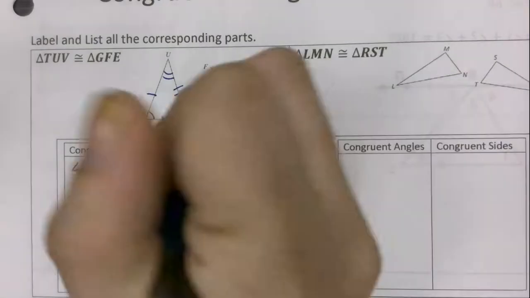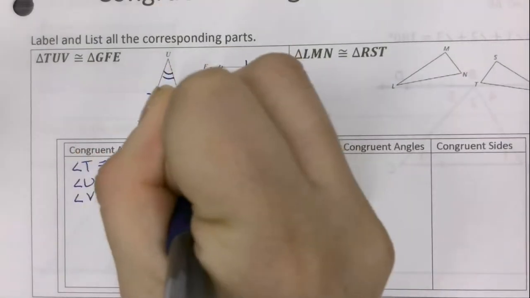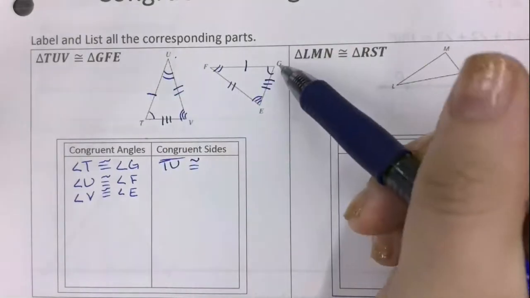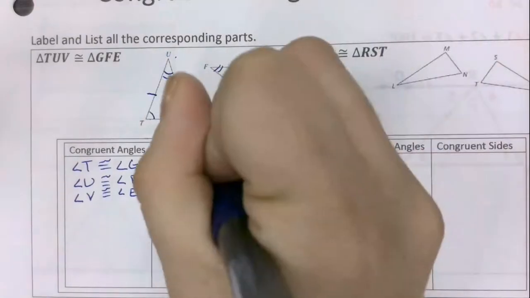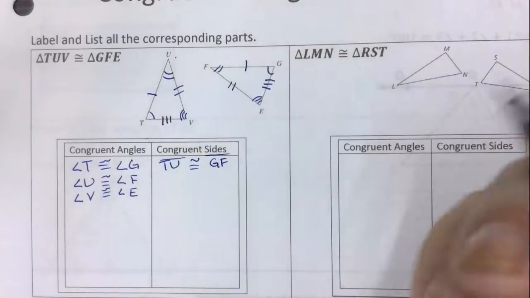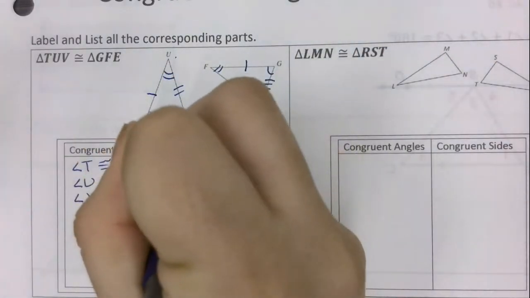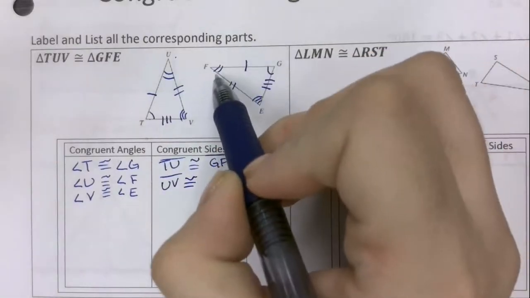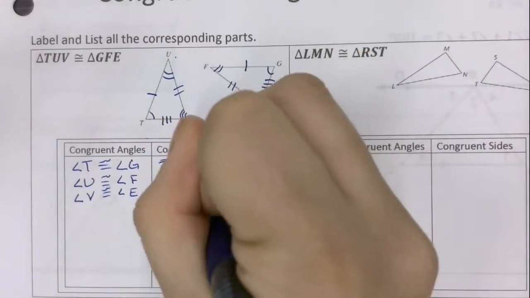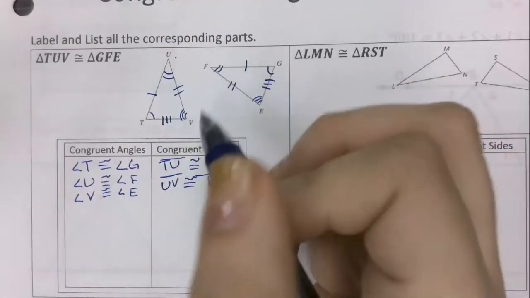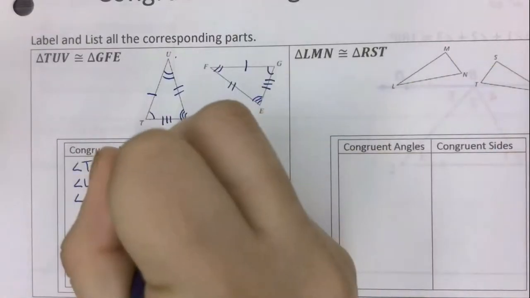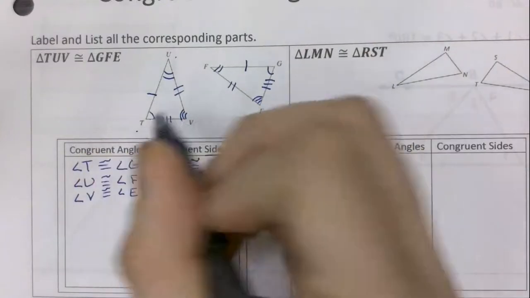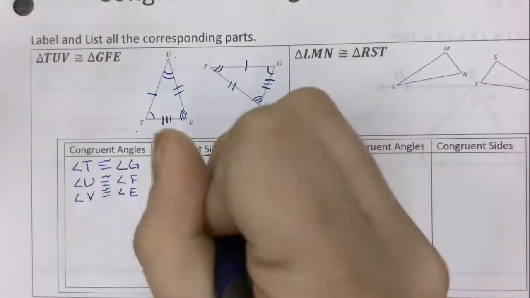So I have TU is congruent to, I went from the 1 angle to the double angle, so I want to do the same thing over here. So it's congruent to GF. Then I have UV, and it's congruent to, from the 2 to 3, so FE. Then I have VT. I went from 3 to 1, so I want to do the same thing, so EG.